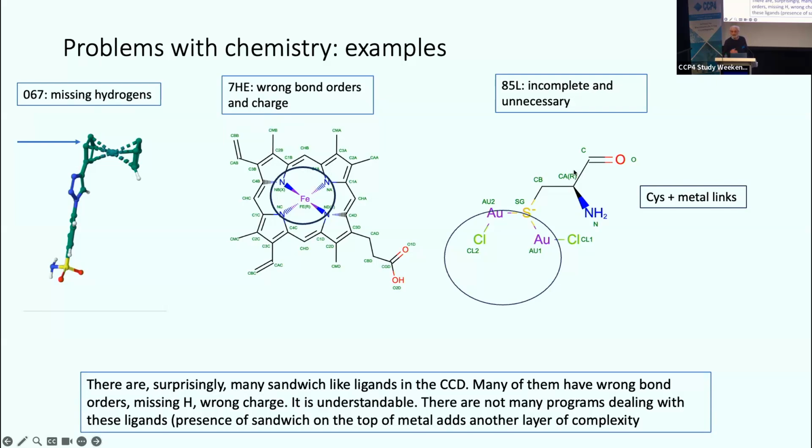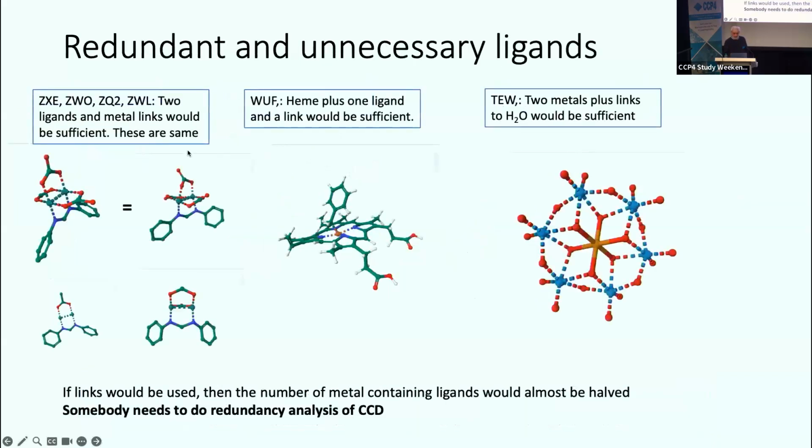For example, this one is cysteine with two metals attached to cysteine. It would be much easier to deal with a cysteine and two metals attached to it. You do not need a new ligand for that. And another redundant or unnecessary ligand. Here are ZXE and ZWO, and these two are exactly the same. There's no difference between them at all. And why there are two of them, I have no idea.